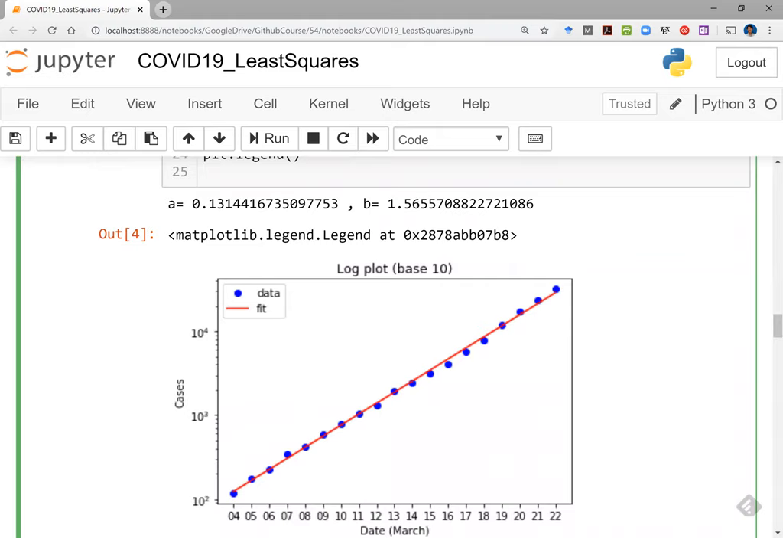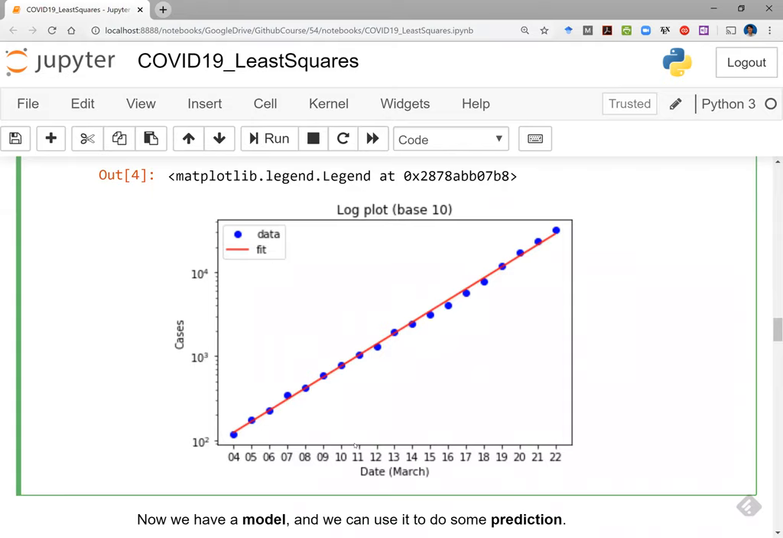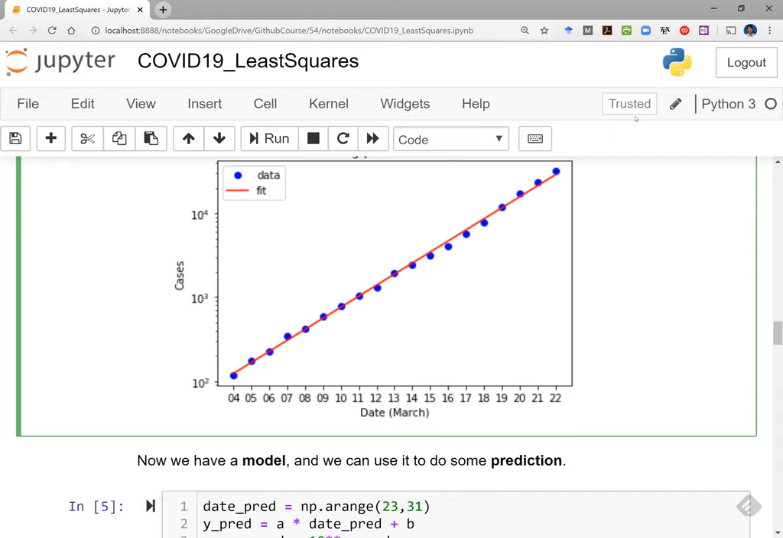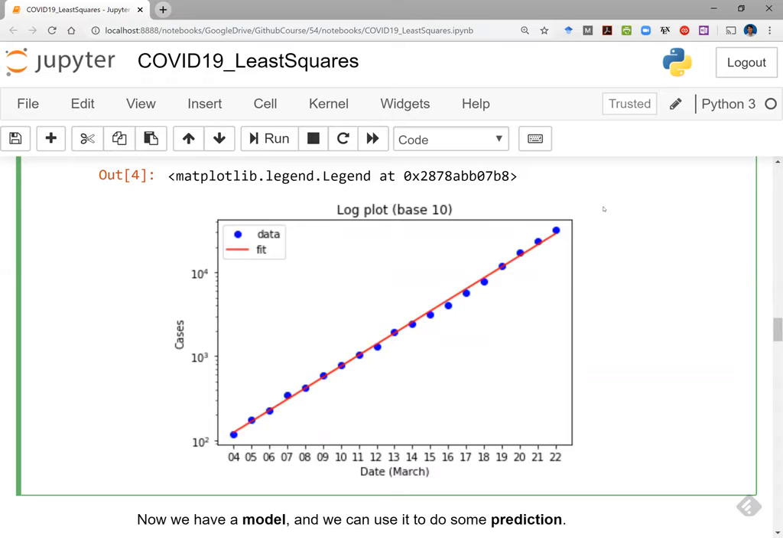You can see that this is indeed a very good thing. Some of the data points are a little bit above, some a little bit below, but overall it is intuitively plausible that this line minimizes the discrepancy. Now we have a model because this is a line. I can now just extend this line to the future, and that would be the log. 10 to the power of that would be the predicted number of patients.